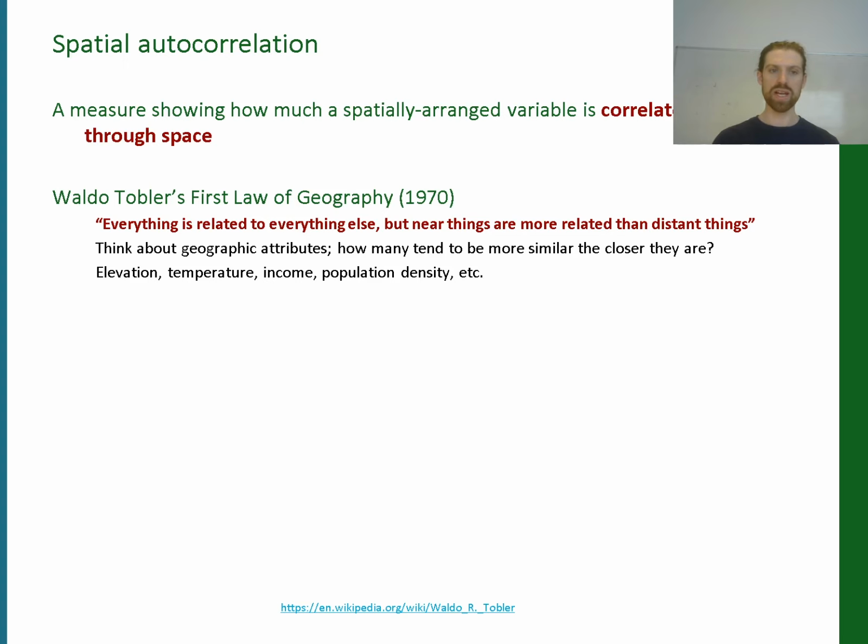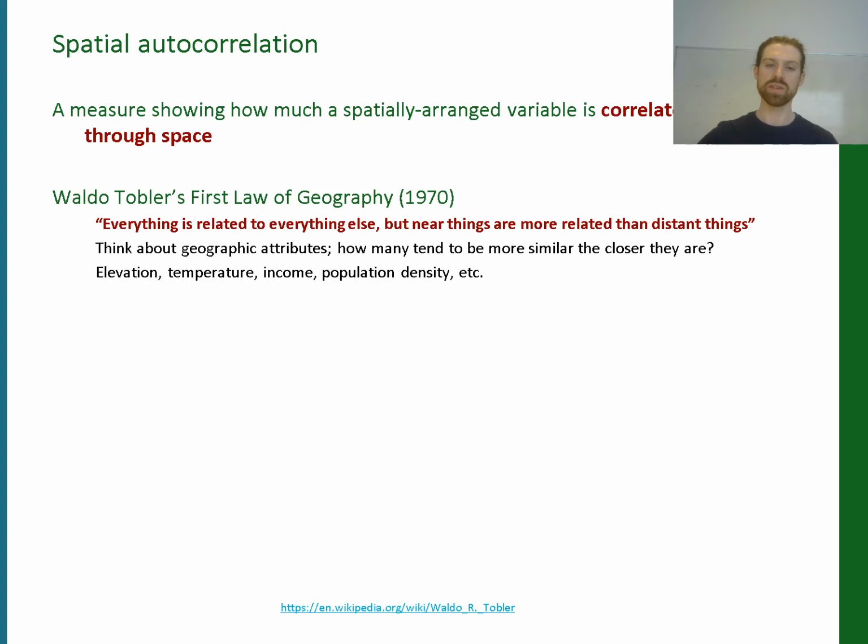Spatial autocorrelation is a measure showing how much a spatially arranged variable is correlated to itself through space, and it very much builds off Waldo Tobler's first law of geography. Everything is related to everything else, but near things are much more related than distant things.